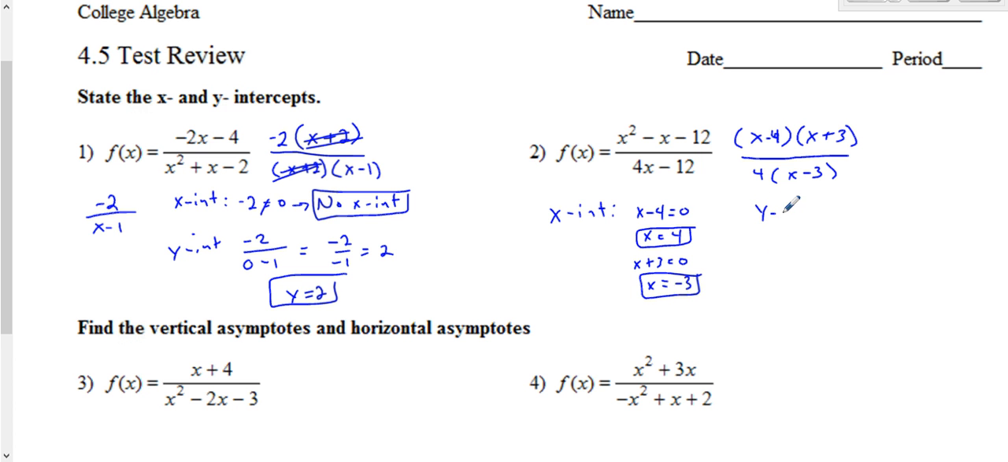For my y-intercept, I will plug in x equals 0. I can plug into either the factored rational function or the original rational function. I like to go with the original. So when I plug in 0, it will just give me 0 for any terms that have x. So I end up with 0 minus 12 over 0 minus 12. So my zeros obviously are 0. So I get -12 over -12. So my y-intercept is 1.